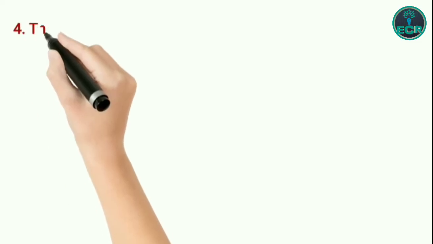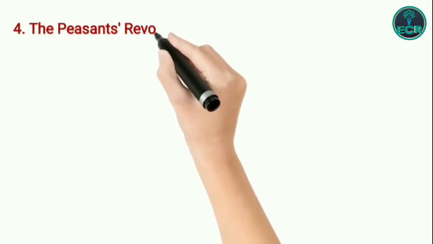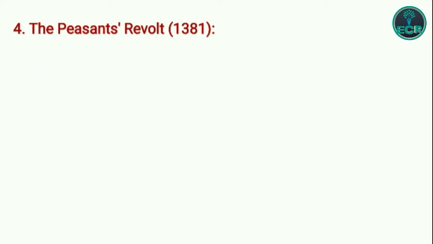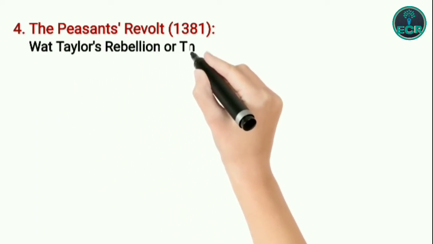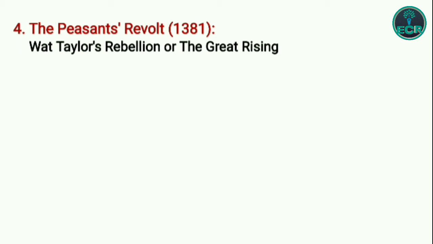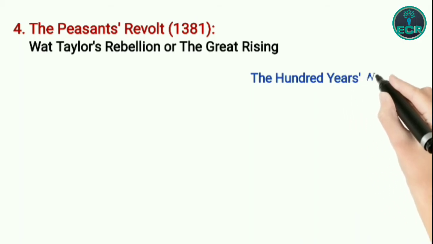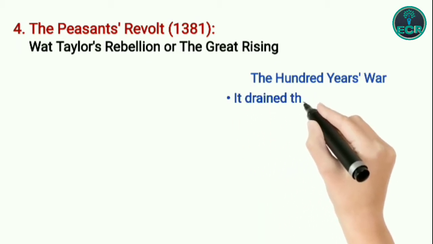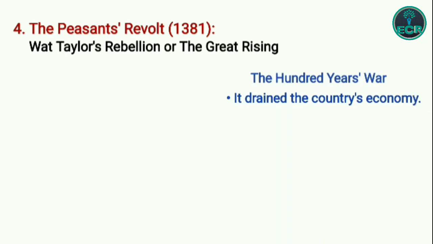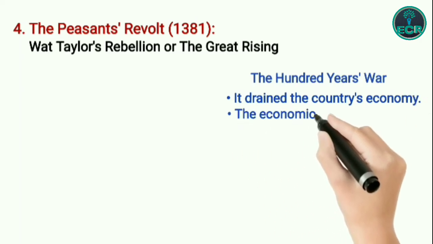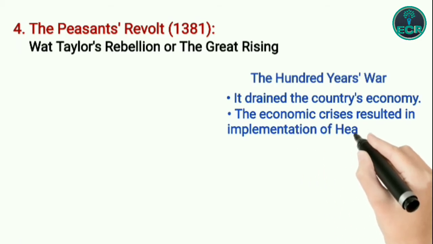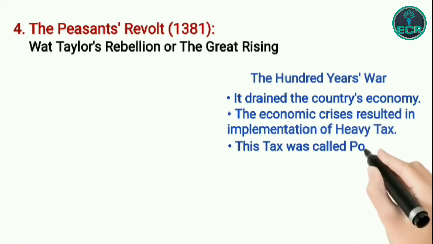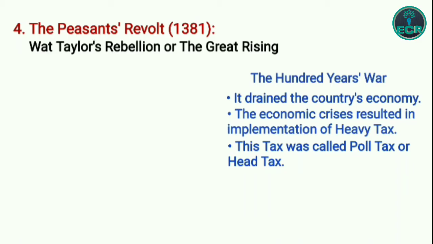The age also witnessed the Peasants' Revolt in 1381. It is also called Wat Tyler's Rebellion or the Great Rising. But before understanding the Peasants' Revolt, let us return to the Hundred Years' War. Though the war brought glory to England on battlefields, it drained the country's economy as well. The economic crisis resulted in the implementation of heavy tax. This tax was called poll tax or head tax.